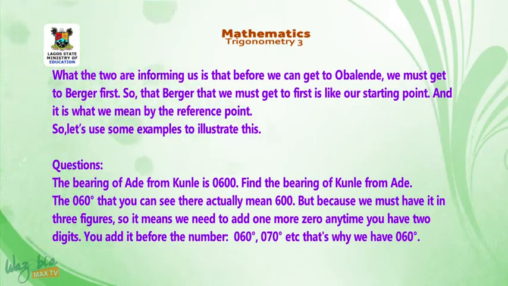Question 1. The bearing of Ade from Kunle is 060 degrees. Find the bearing of Kunle from Ade. Solution. The 060 degrees that you can see there actually means 60 degrees. But because we must have it in 3 figures, we need to add one more 0 anytime we have 2 digits. You add it before the number: 060 degrees, 070 degrees, and so on.